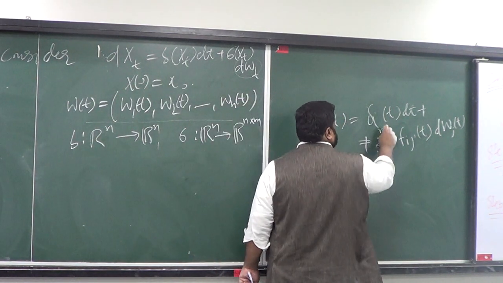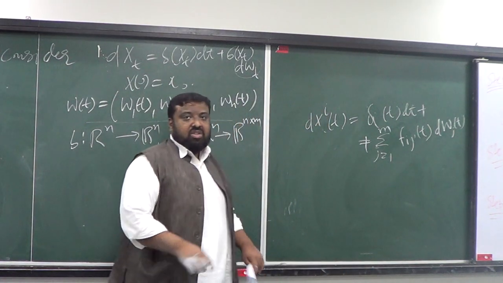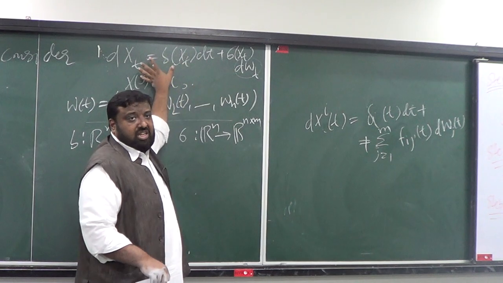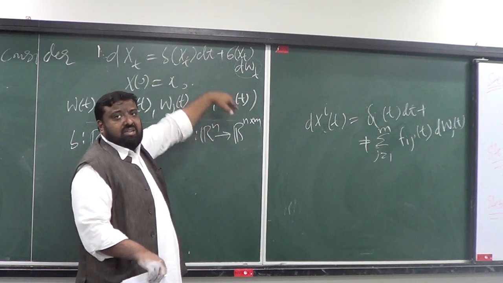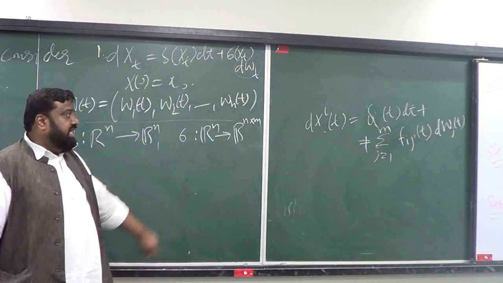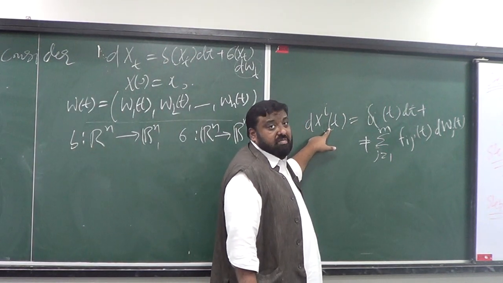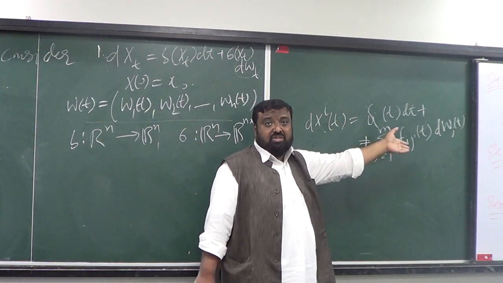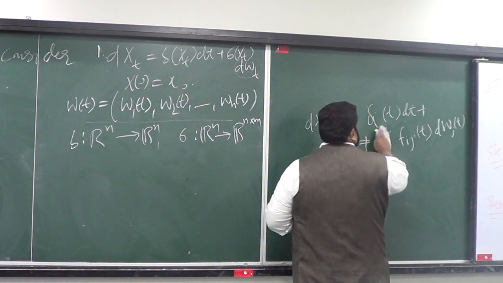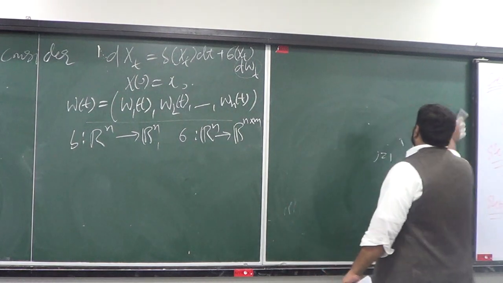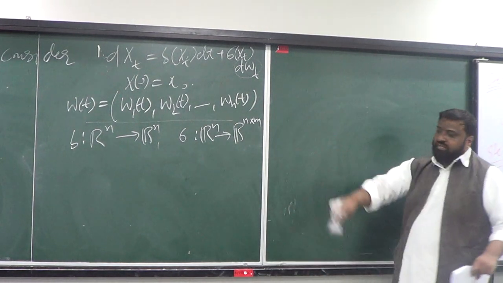Do you remember? Okay? So it's really a matrix form of it. So instead of f and g, I'm just writing b and sigma, where each component process is not depending on just one Brownian motion but n Brownian motions. So just keep that in mind. It's a vectorial form of it.